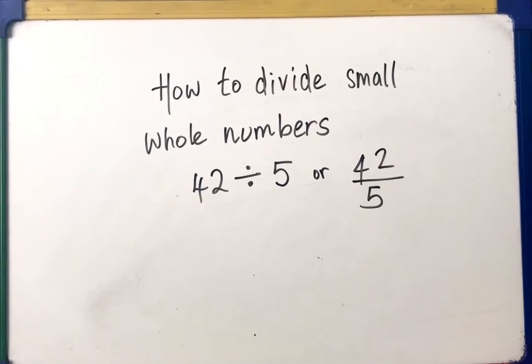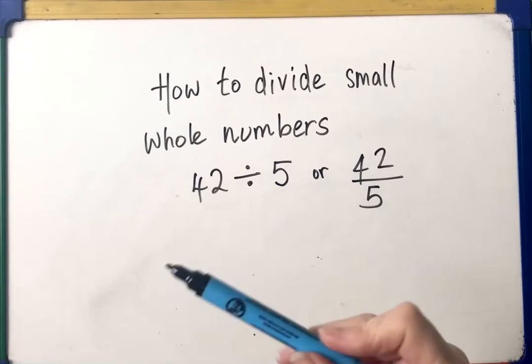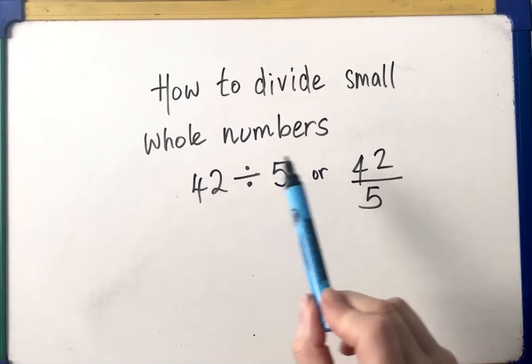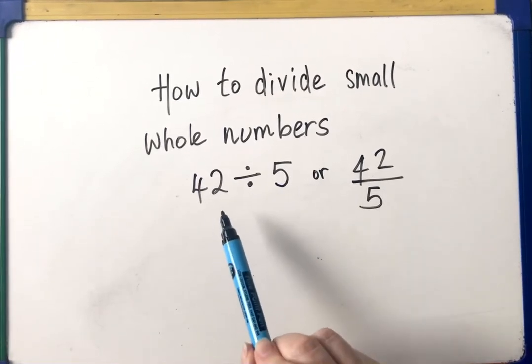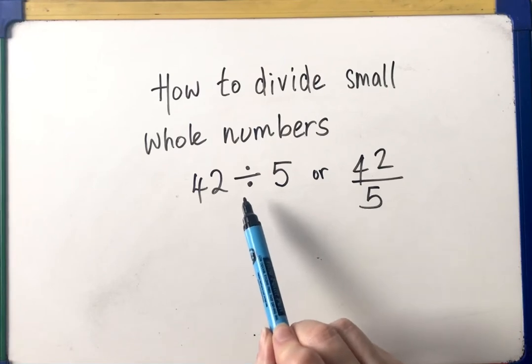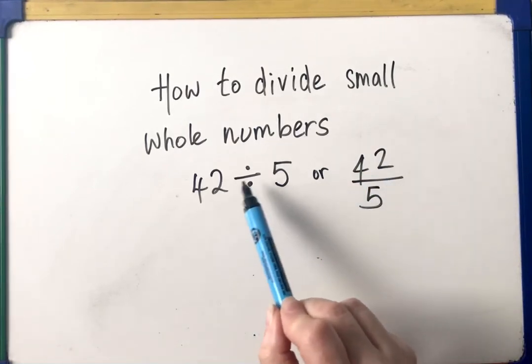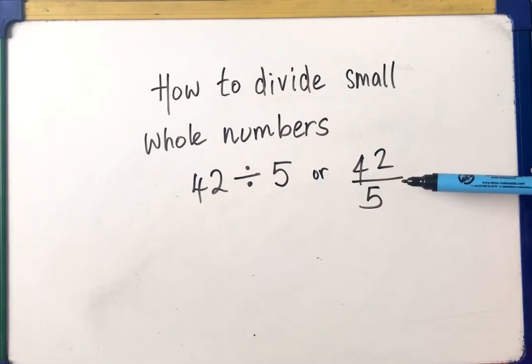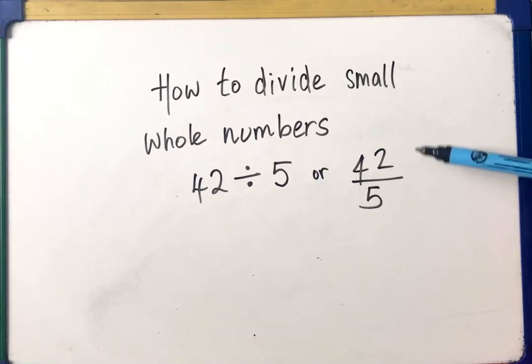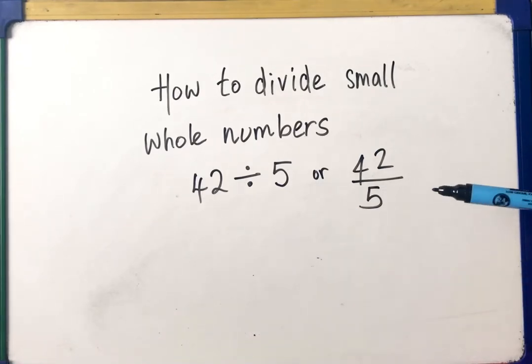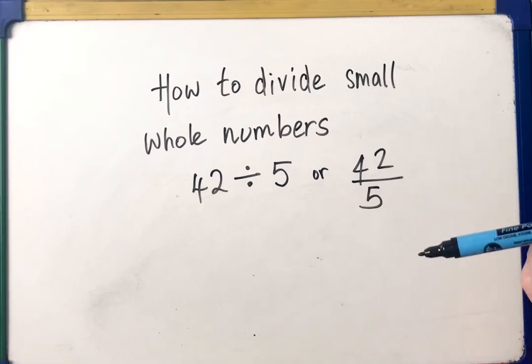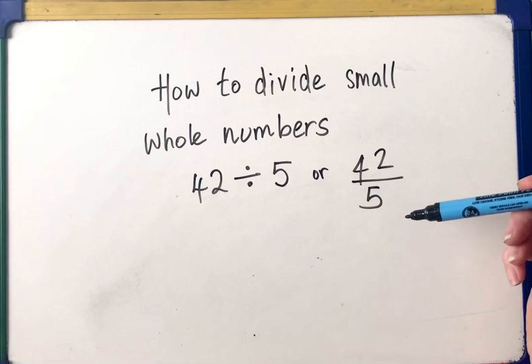Hello, this little video is going to show you how to divide small whole numbers. For example, we want to know 42 divided by 5. Same value, different appearance. Another way of writing the divide sign is when it's written like a fraction. People are scared of fractions, but they're just times tables in disguise. In this case, I need to know how many 5s go into 42.